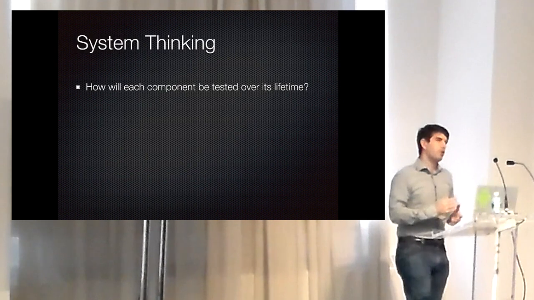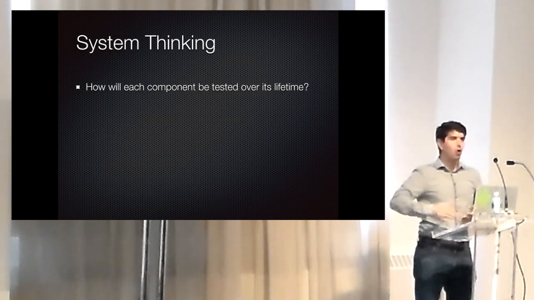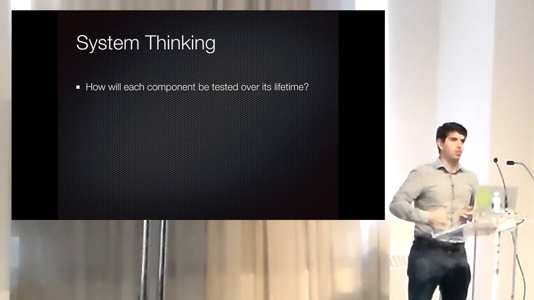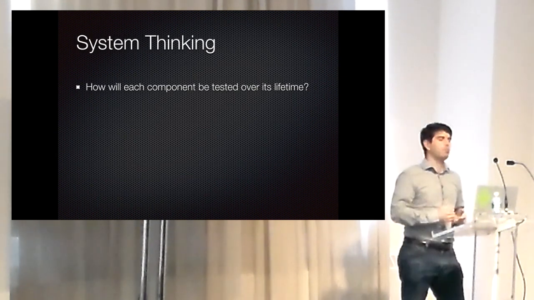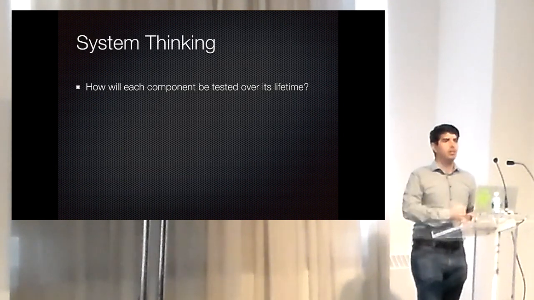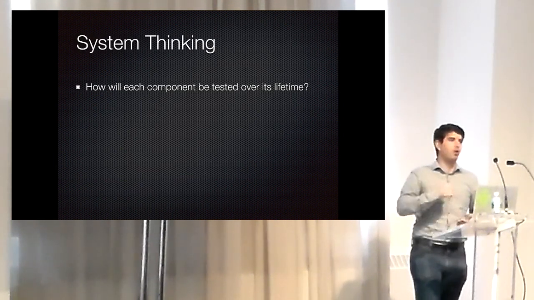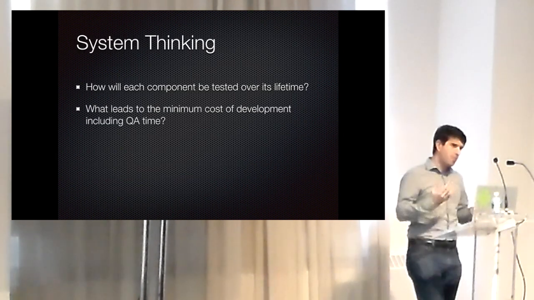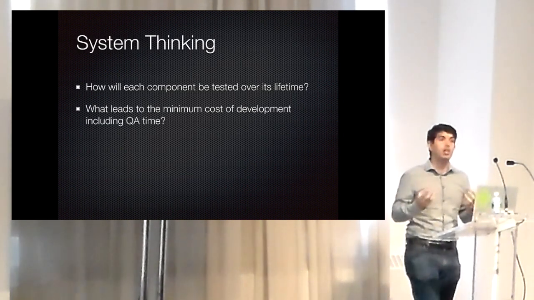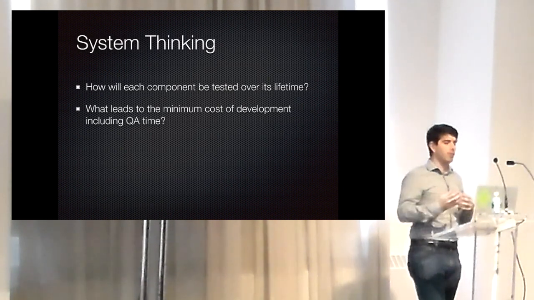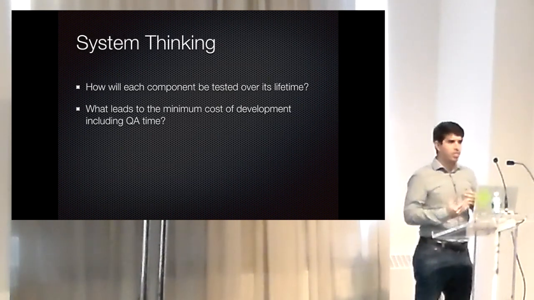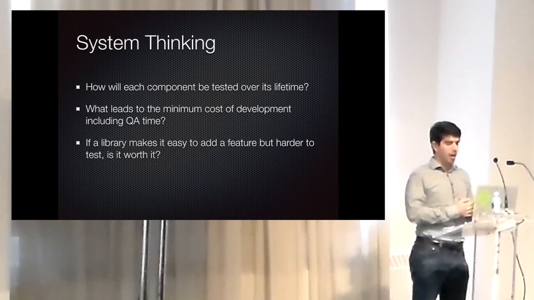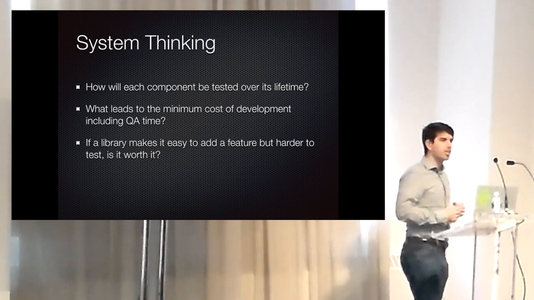So how is every component that you build, whether it's a screen, your event tracker, some type of login system, file uploader, camera, every subsystem, how are you going to test that now for the first time and over the course of the whole lifetime of your system? And with that in mind, what leads to the lowest cost over that lifetime? Not just what's the fastest way to get out the door today, but what's the cost over the next year? Which sometimes leads to some weird conclusions.